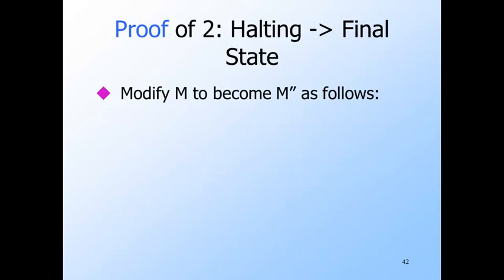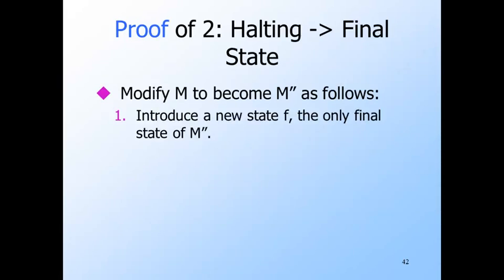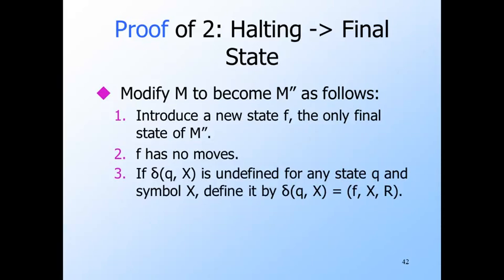The construction in the other direction is also pretty easy. Now we assume M accepts some language L by halting, and we want to modify it to become M double prime, which accepts L by final state. We introduce a new state F, which is the final state of M double prime. F has no move, so in fact M double prime will also halt when it accepts, but it doesn't matter. Once a Turing machine enters a final state, if acceptance is by final state, then nothing it does in the future will negate the fact that the input was accepted. If M halts in any situation, that is, delta of Q and X is undefined, then define it and make the next state be F.